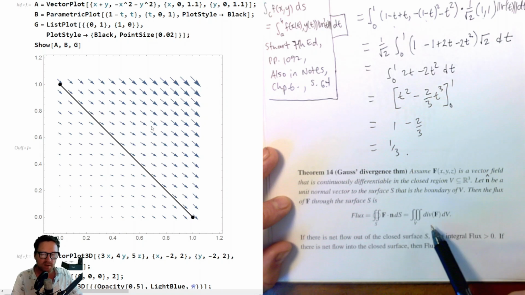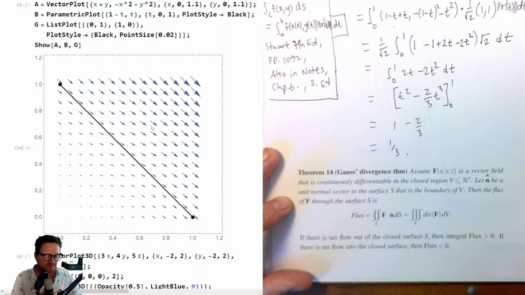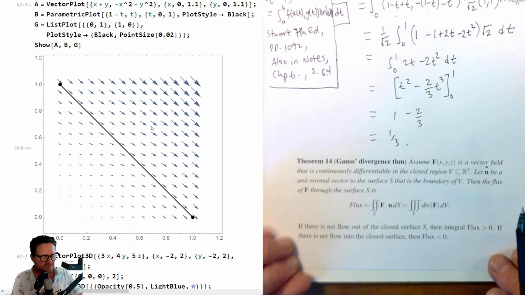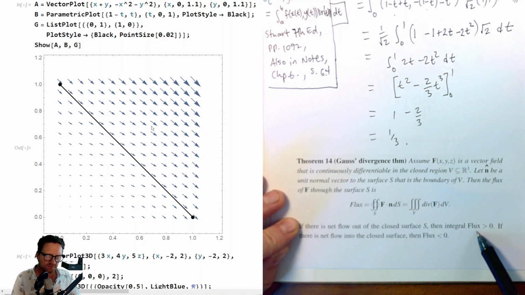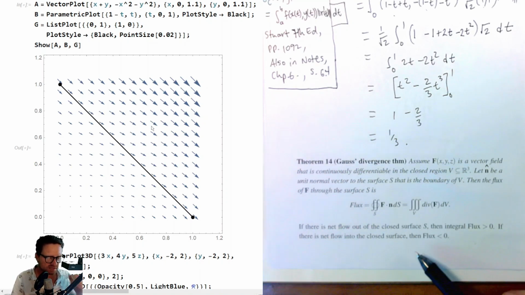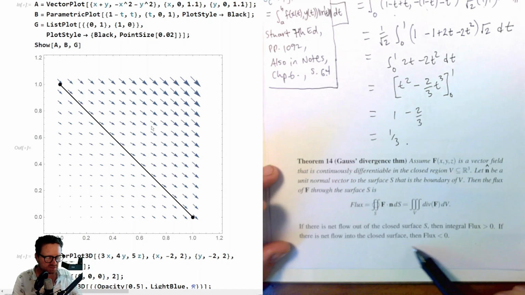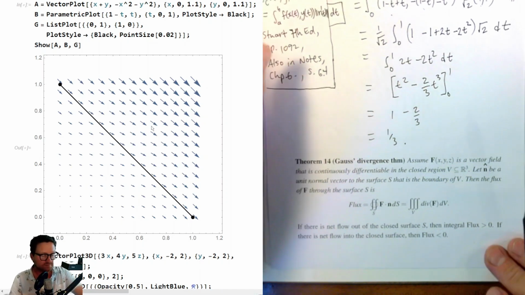involving div. Now you remember div from chapter 4, dV. If there's a net flow out of the closed surface S, then the integral flux is positive. If there's a net flow into the closed surface, then the flux is negative.